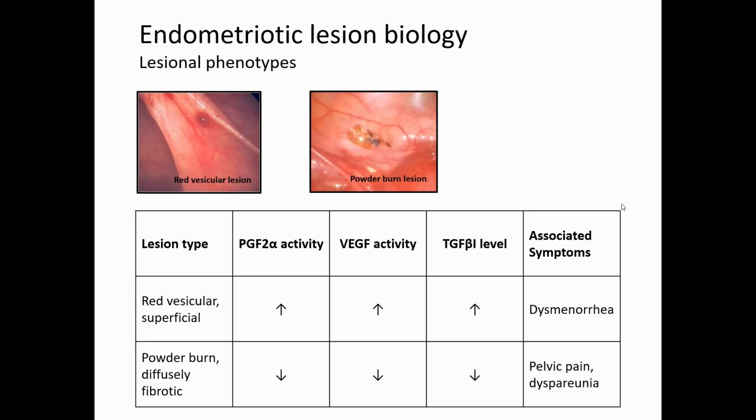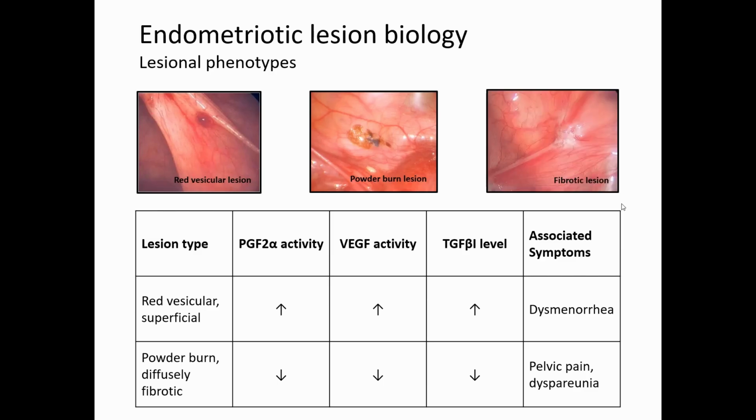Over time, the lesion may change in its phenotype to more of a powder burn type lesion, likely as a consequence of repetitive inflammatory exposures of the lesion itself. These lesions are typified by a different pelvic pain profile, or more associated with non-menstrual pelvic pain, less of a hormonal profile, and are associated with pain with intercourse.